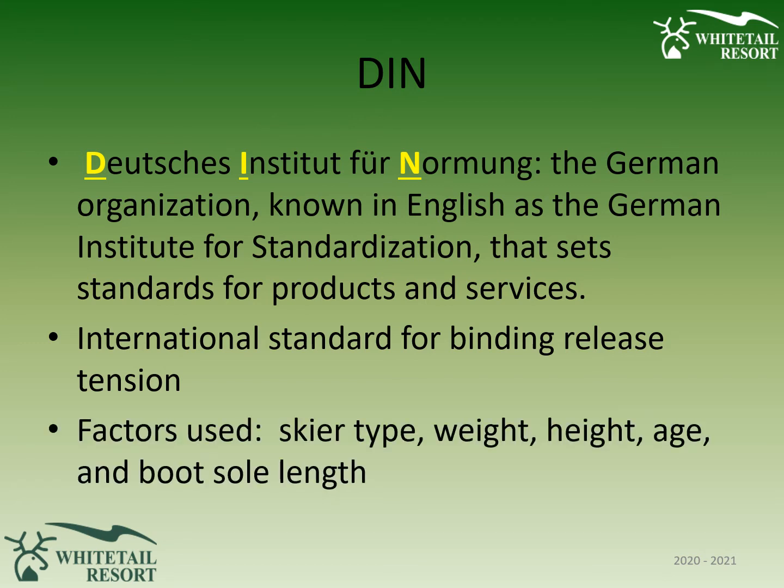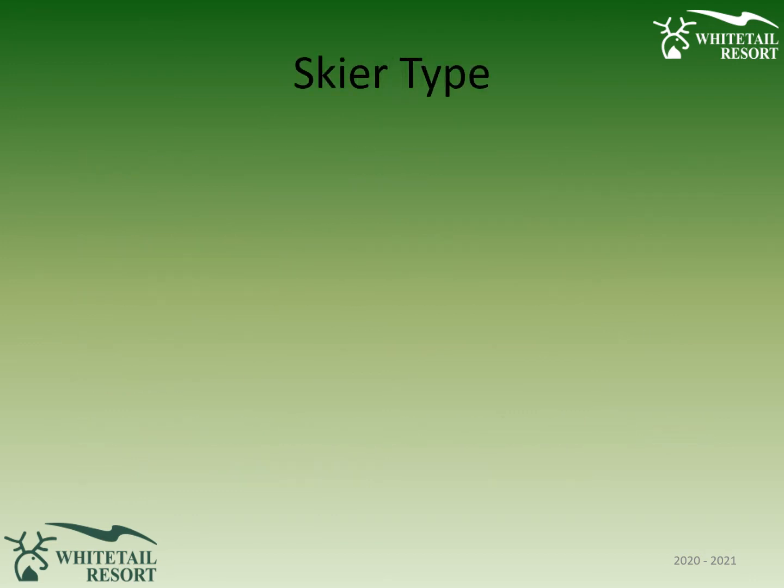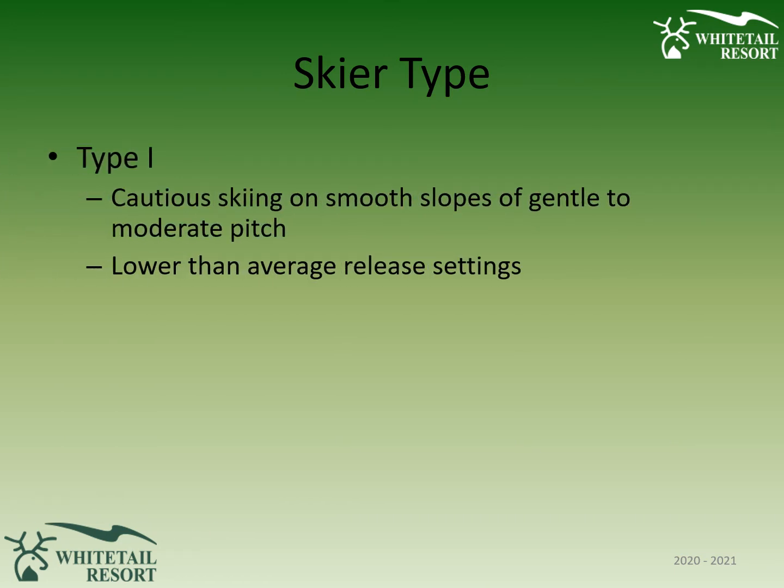There are 5 factors that are used to determine the DIN: the skier's skiing type, weight, height, age, and sole length of the boot being used. Skier type is the skier's self-assessment as to the type of skier he or she is. Type 1 skiers are typically entry-level skiers who are unsure of their classification. Their skiing style is cautious, and the DIN is set lower than average.